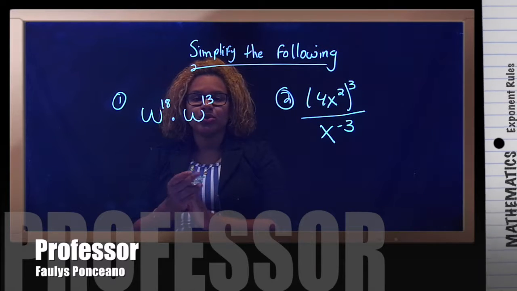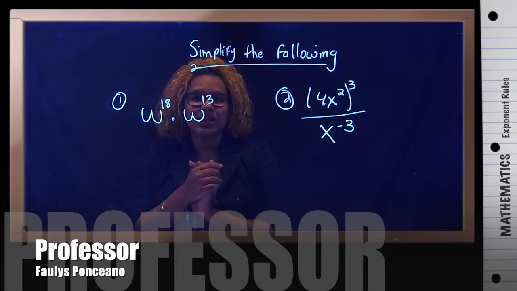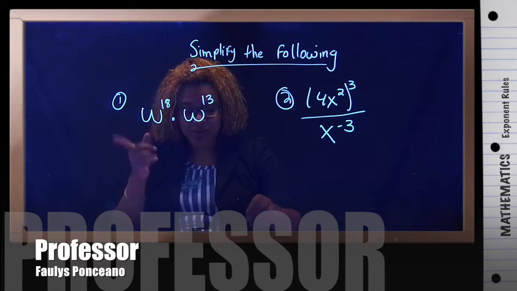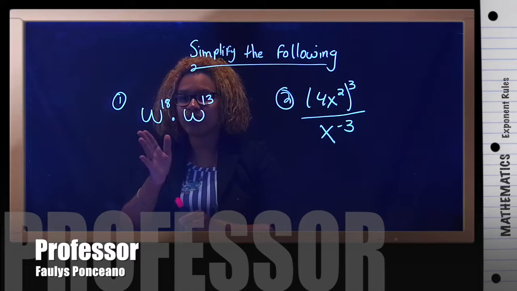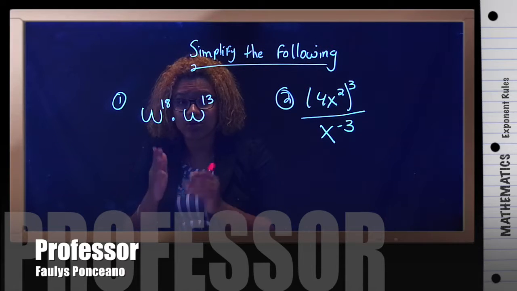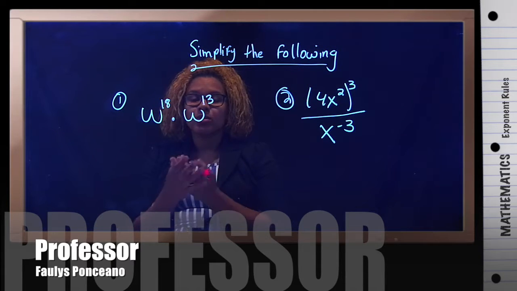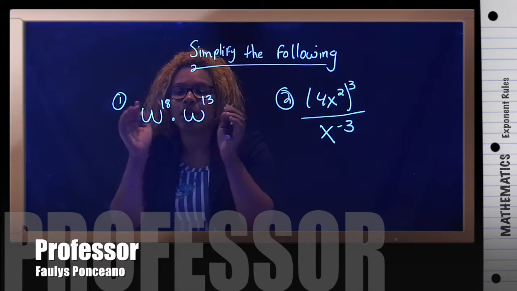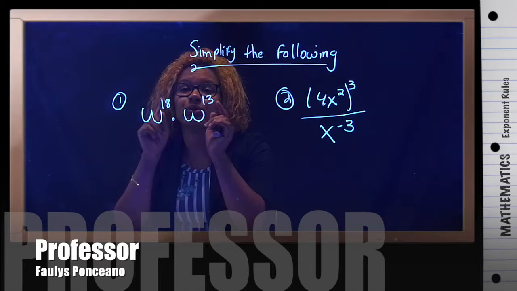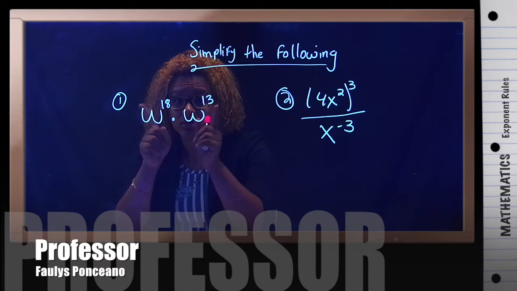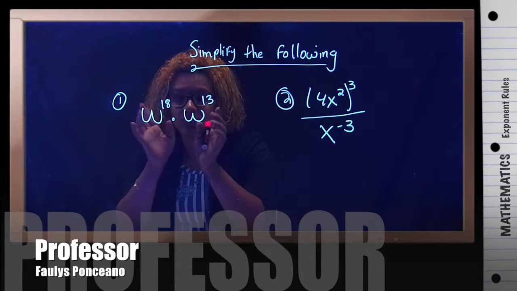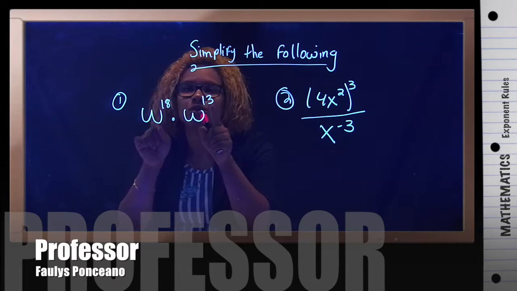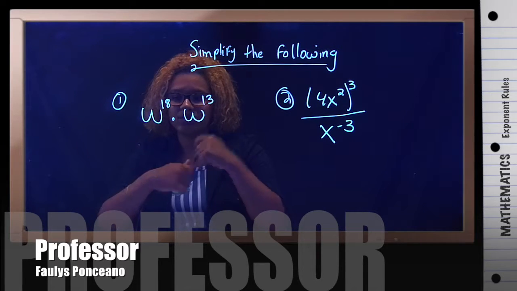In these examples, we're going to simplify the following expressions using our exponents rules. For the first example, it's w to the 18 times w to the 13. We must remember that when the bases are the same, the w's, and we are multiplying, we're going to add the exponents.